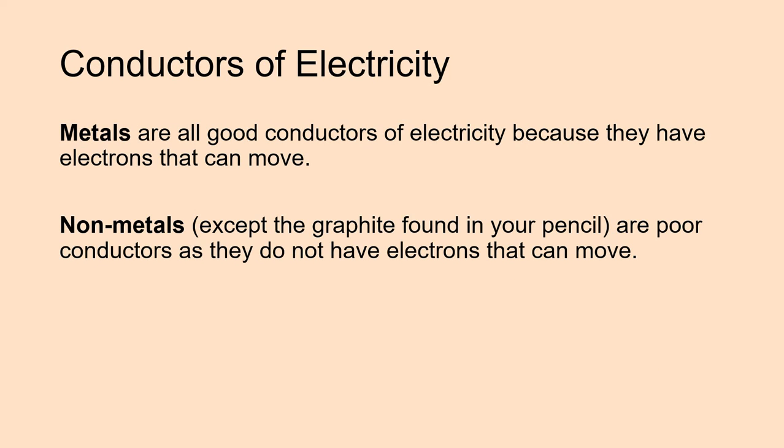Metals are all good conductors of electricity because they have electrons that can move throughout the material. Non-metals, all except the graphite found in your pencil, are poor conductors as they do not have electrons that can move. Graphite is the one non-metal that we talk about that actually does have electrons that can move, so can conduct electricity.